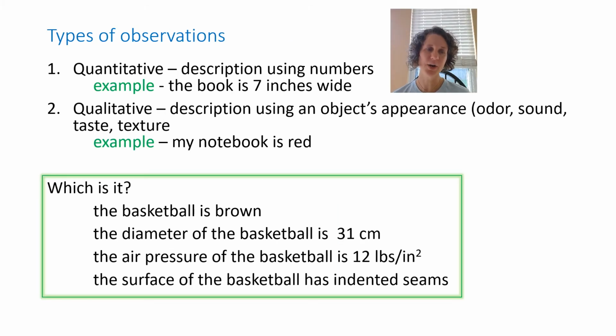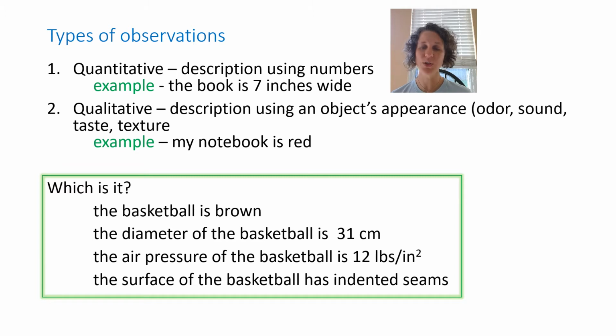Okay, so now the types of observations. Quantitative. Those are descriptions using numbers. These are the preferred types of observations as far as science goes, because you can't really argue with a number. And so, for example, if I say the book is 7 inches wide, you can't really argue with that. I mean, you can get your ruler out and you can try it, but if I measured accurately, then we're not gonna have a change.